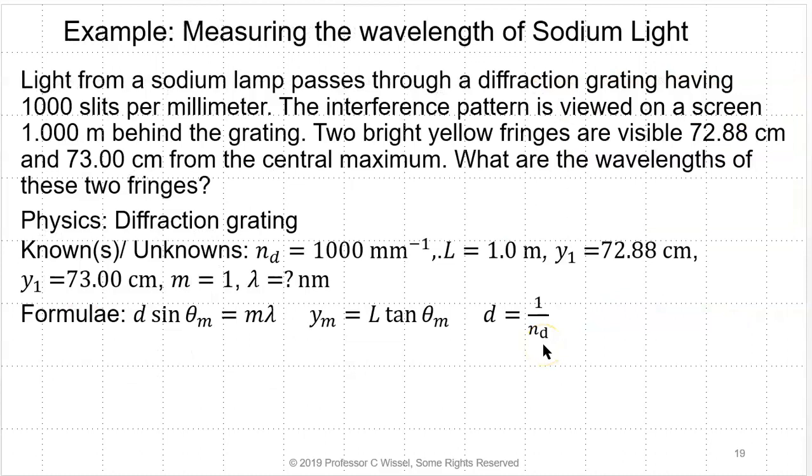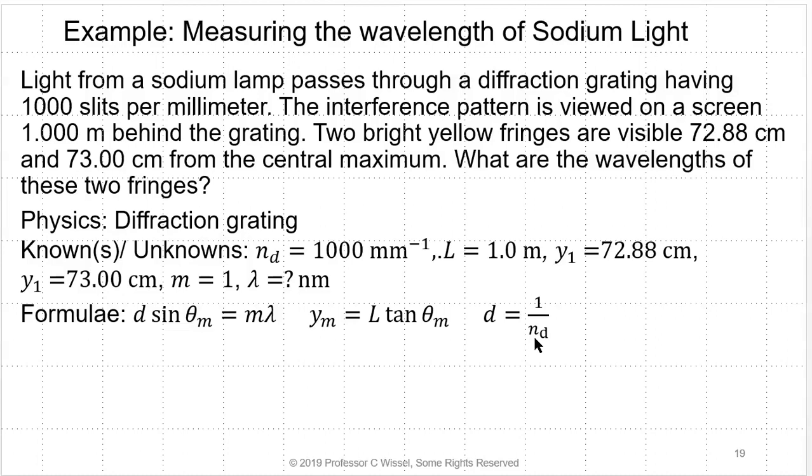Okay, we want to measure the wavelength of sodium light, and you should be doing these at home before you view the video or come to class. Sodium light passes through a diffraction grating having 1,000 slits per millimeter. The interference pattern is viewed on a screen 1 meter behind the grating. Two bright yellow fringes are visible 72.88 centimeters and 73.00 centimeters from the central maximum. What are the wavelengths of these two fringes?